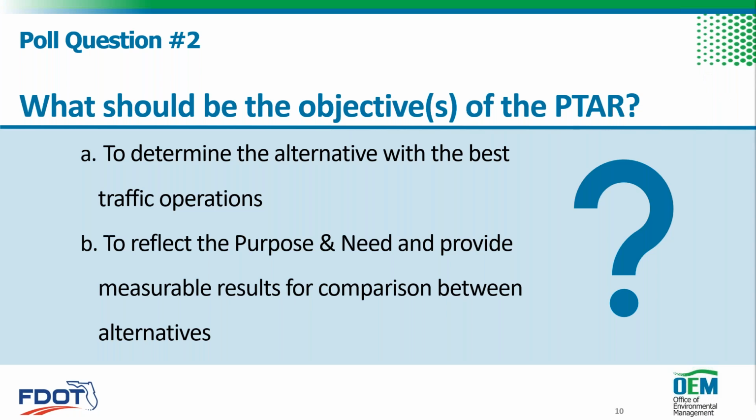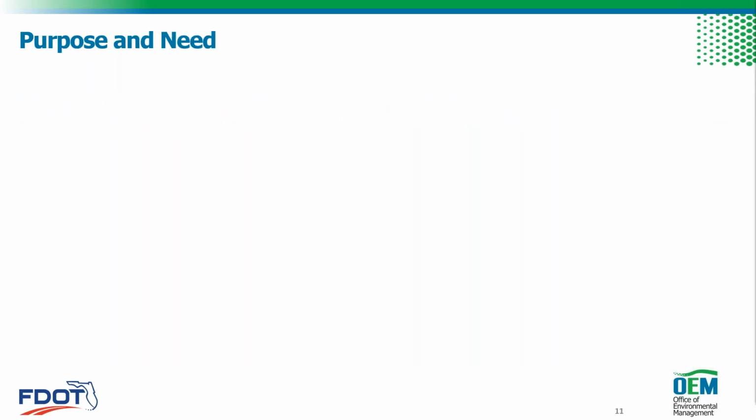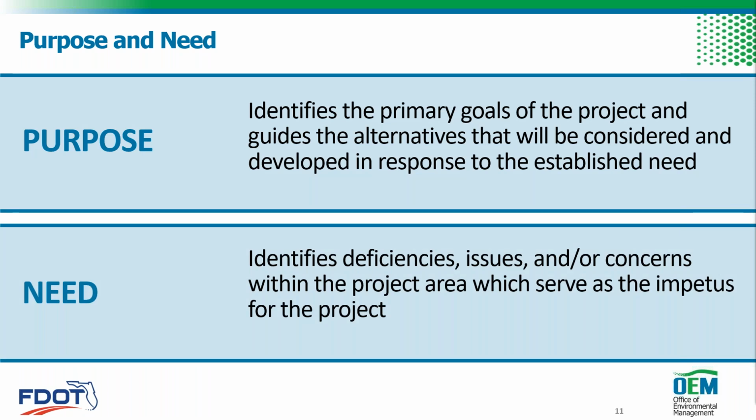All right. So now we'll talk about why that is and what that means. We can first talk about the purpose and need. You'll hear Chris and I refer back to the purpose and need quite a bit because the PTAR is completely based off of purpose and need. So what is it? The need is the main reason for the project. It's the main issue or concern in the project area, and it's why the project came about in the first place. And the purpose identifies the goals of the project based on the need. And these goals help to guide the development of the project alternatives.